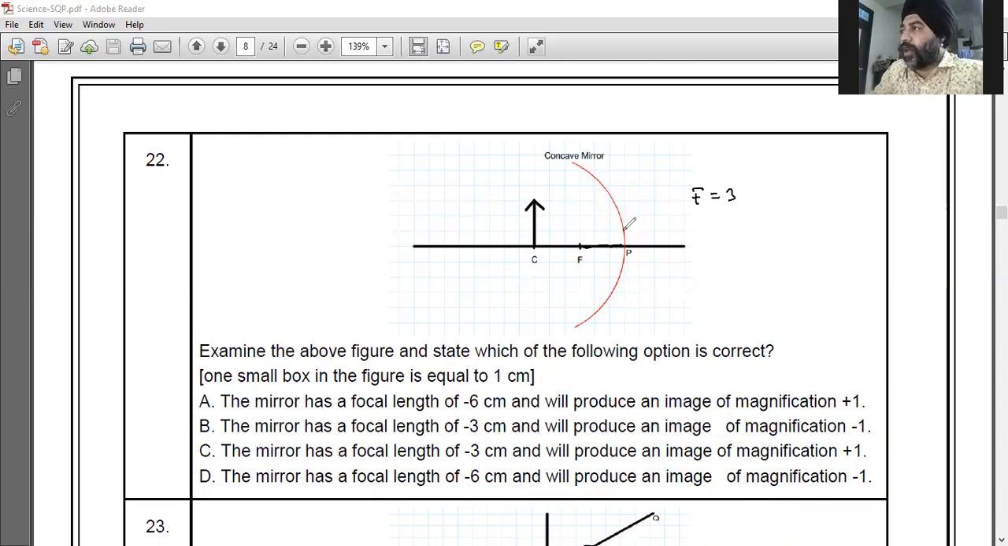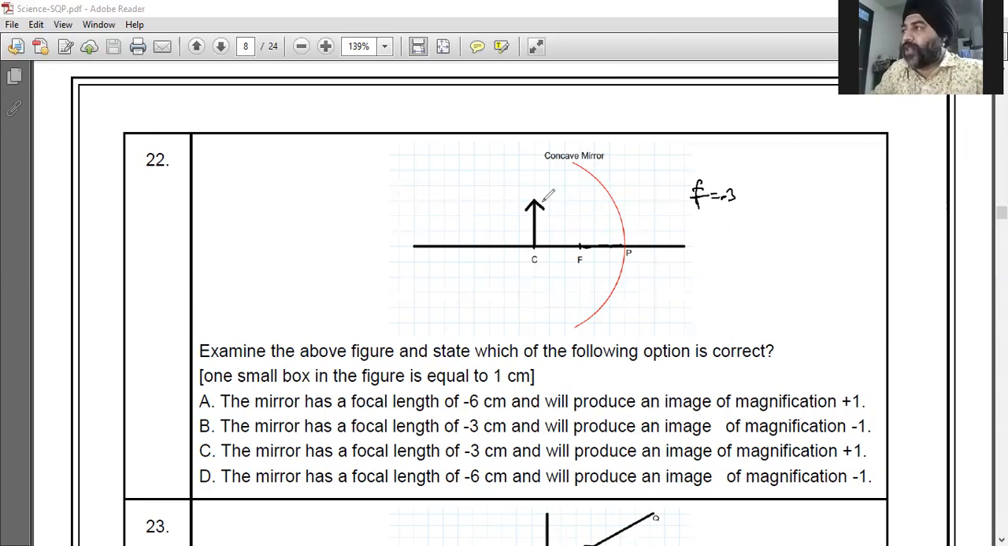And because it is a concave mirror, the focal length of a concave mirror is negative. So here the focal length is -3. And you can see after the focal length, 4, 5, 6. So the object is placed at 6 centimeters, which means it is at the center of curvature.